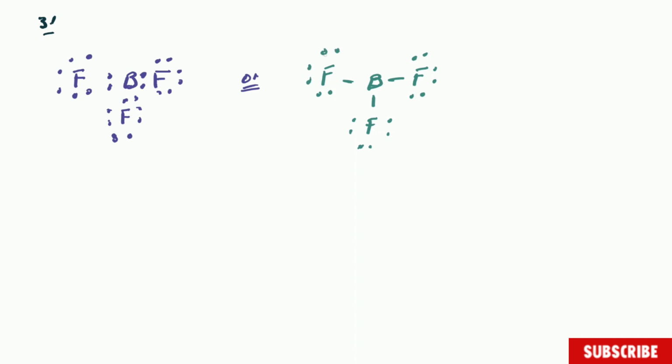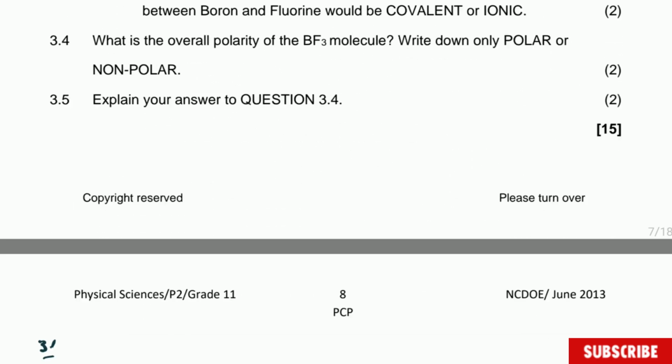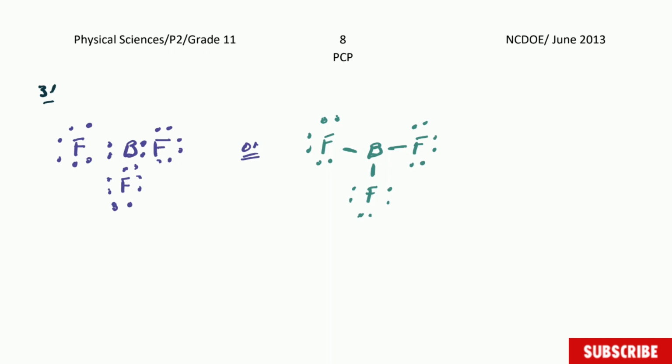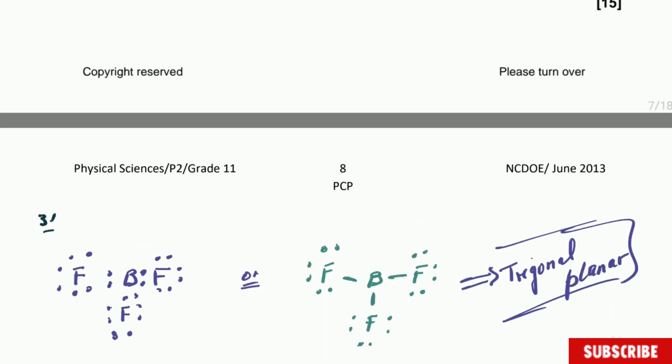Okay, so this is the Lewis dot diagram. Lines can be used for the bonding here. So that is the answer for question 3.1. Question 3.2. Write down the name of the molecular shape of boron fluoride. Guys, if you go here to the answers, this one is quite simple. This one is a trigonal planar molecule. This is a trigonal planar molecule. It's quite simple, guys.